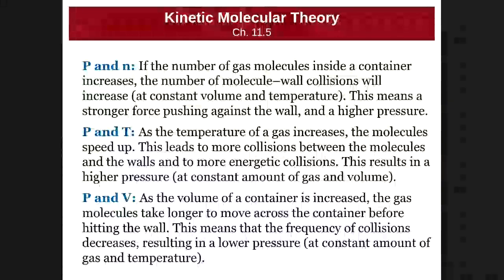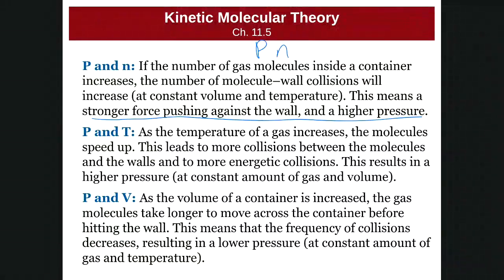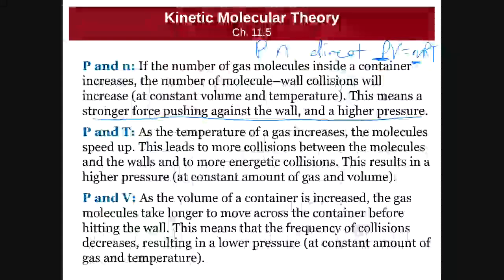That means that at constant volume and temperature, there will be a stronger force and a higher pressure when more of these gas molecules hit the wall. So pressure and moles are directly related, which is what we see when we have our ideal gas law. An increase in P goes along with an increase in n. They're on opposite sides of the equal sign, so one goes up, the other one goes up when everything else stays the same. All right, what about pressure and temperature?